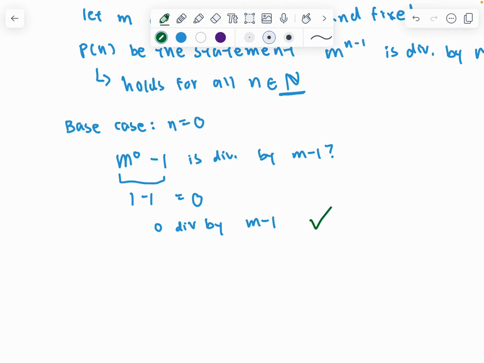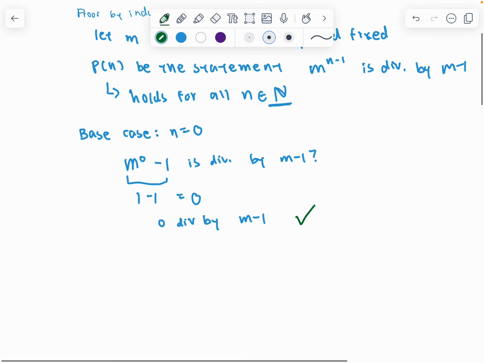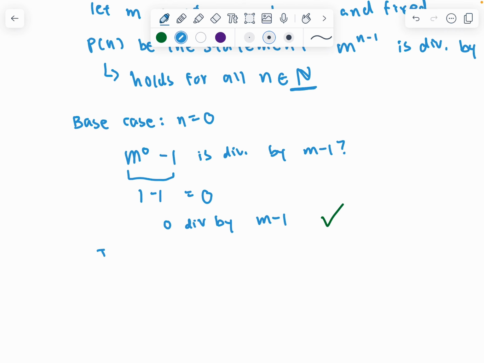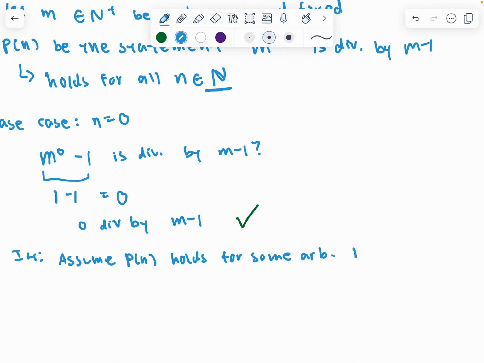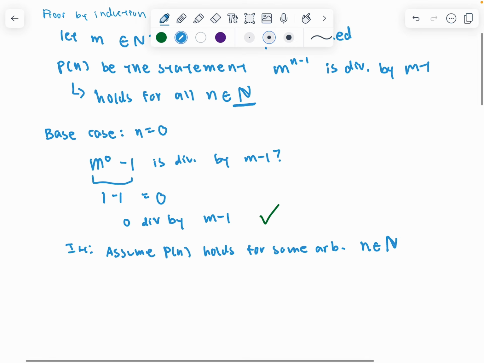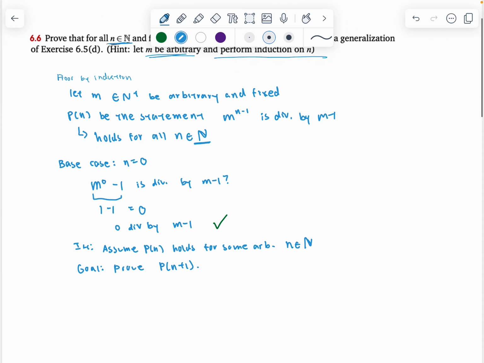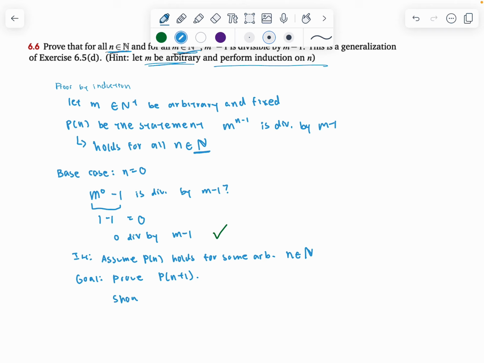Alright, so now that we've established our base case, we need to establish our inductive step. And this starts with our inductive hypothesis. In this case, we only require weak induction because we only have one base case. We don't need to prove this true for any sort of range of numbers. So our inductive hypothesis is to assume P of n holds for some arbitrary n in the range of natural numbers, and our more concrete goal is to prove P of n plus 1, which in terms of this specific problem means we want to show that m to the n plus 1 minus 1 is divisible by m minus 1.